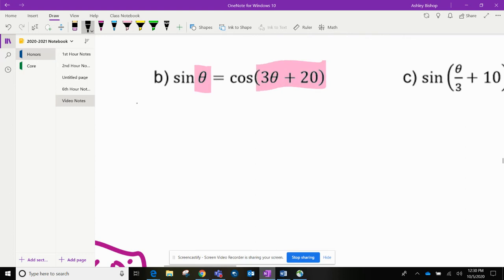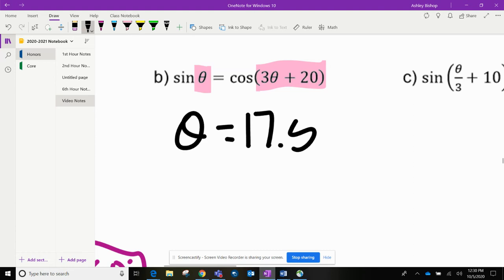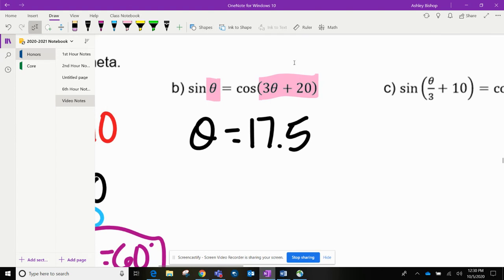I want you to try that, but you should get theta is equal to 17.5. You can check my work if you want, but theta is going to equal 17.5. You're allowed to get a decimal. It's okay.